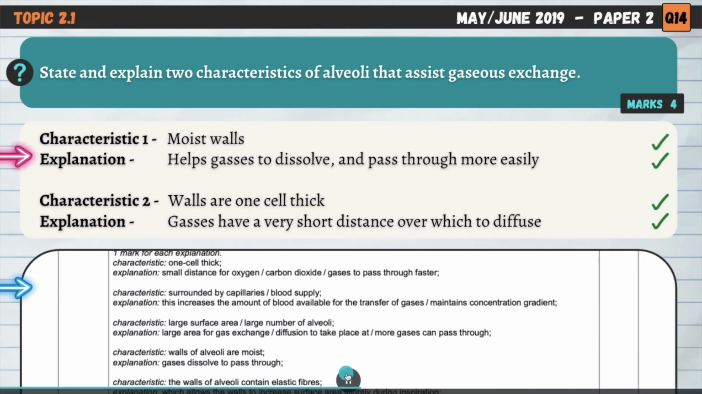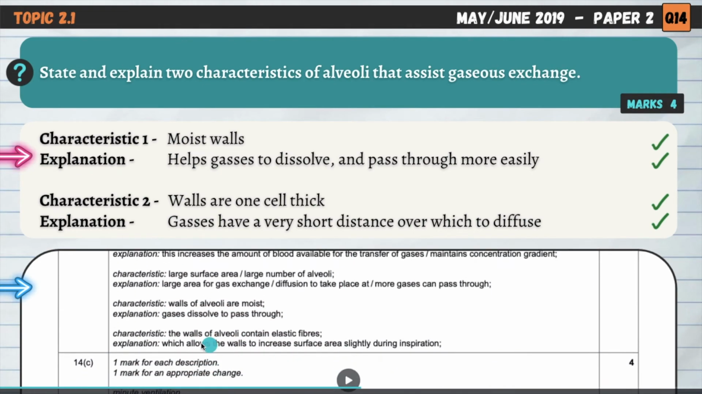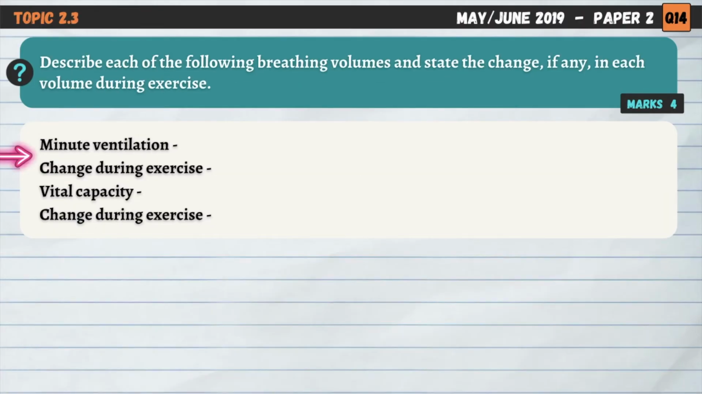And our final point there down at the bottom, the walls of the alveoli also contain elastic fibers, which allows the walls to increase their surface area slightly during inspiration. So what does that mean? When we breathe in, because the alveolar walls are elastic, the alveoli themselves can stretch a little bit, thus increasing that surface area even more and speeding up diffusion even more. Okay, so let's move on.